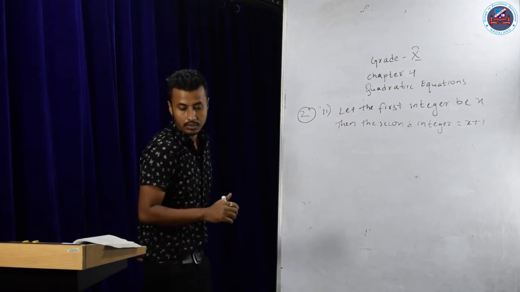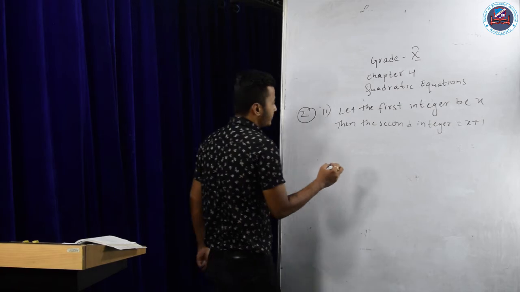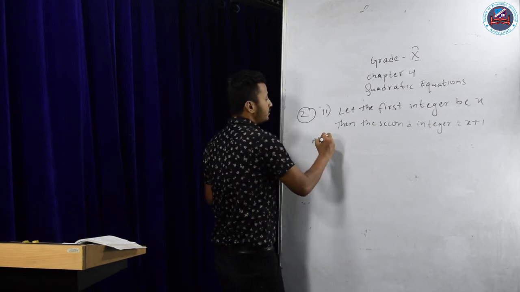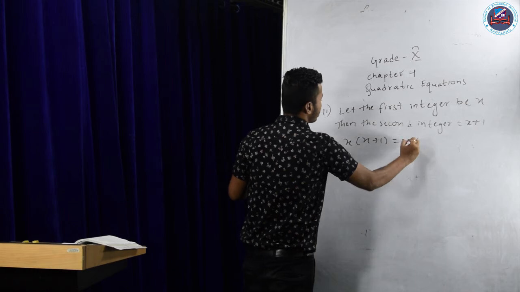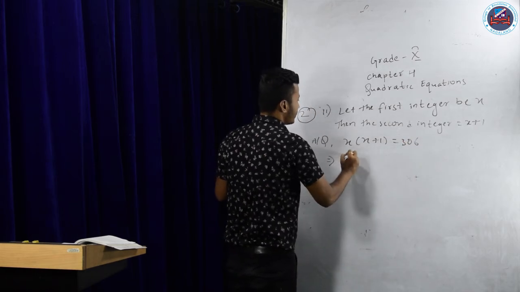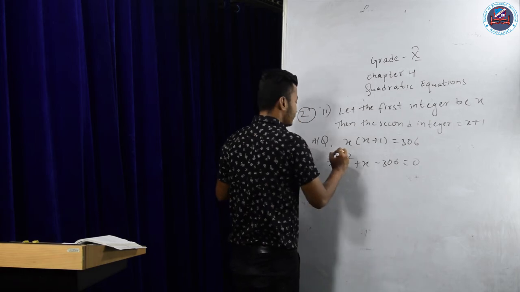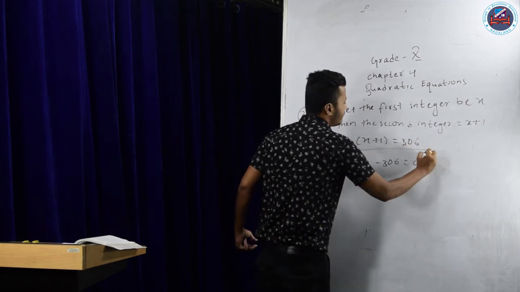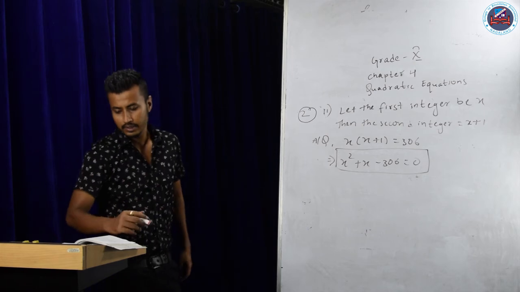Okay? So what is it saying? You have to multiply both of them and the answer that we are getting is 306. So according to the question, x into (x plus 1) equals 306. So this becomes x square plus x minus 306 equals 0. Represent it. And this is in the form of a quadratic equation. Very simple, right guys? Okay.